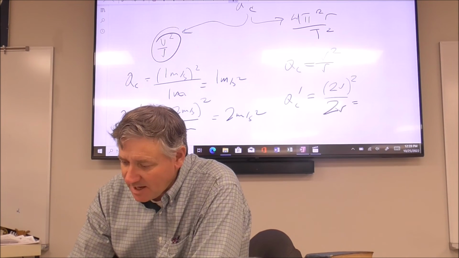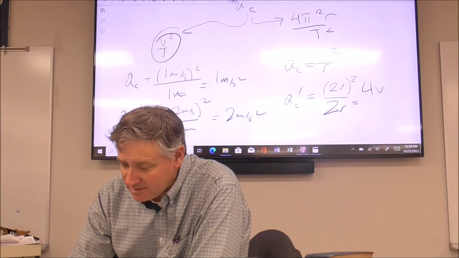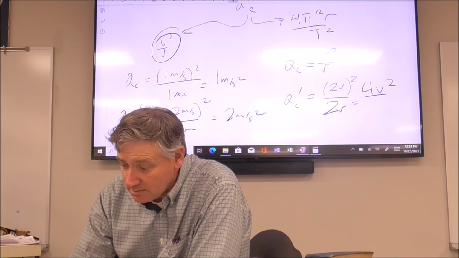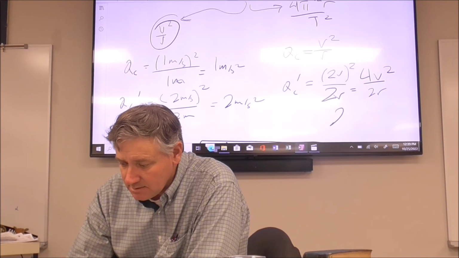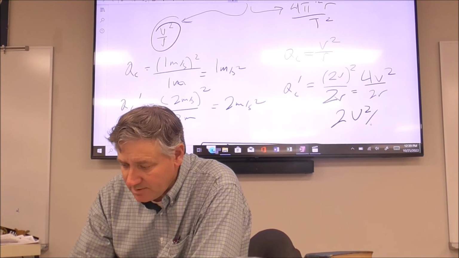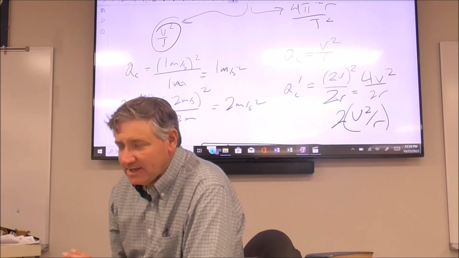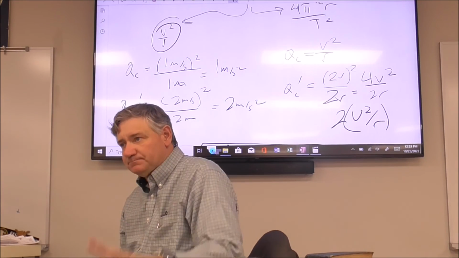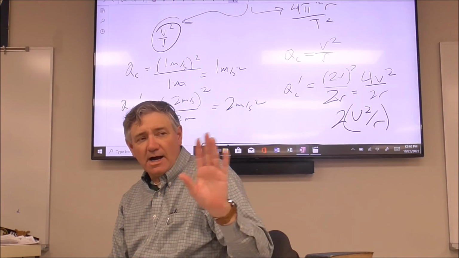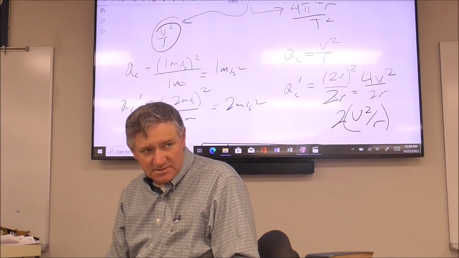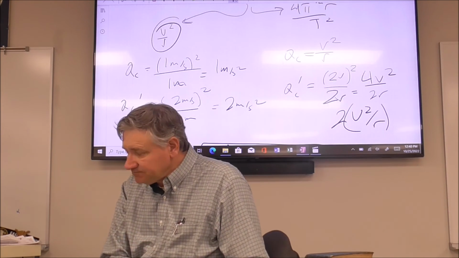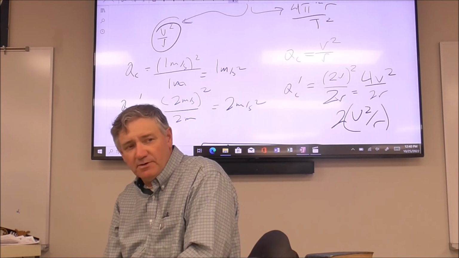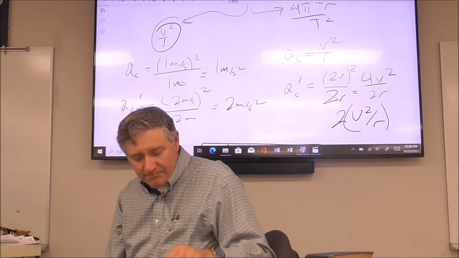So now I've got 4v squared over 2r. So I get 2v squared over r. Guess what? It gets double. Okay? So I don't care how you work a problem like this. Do smash mouth physics, make up numbers? Do it with the elegant approach? I don't care. It's up to you.